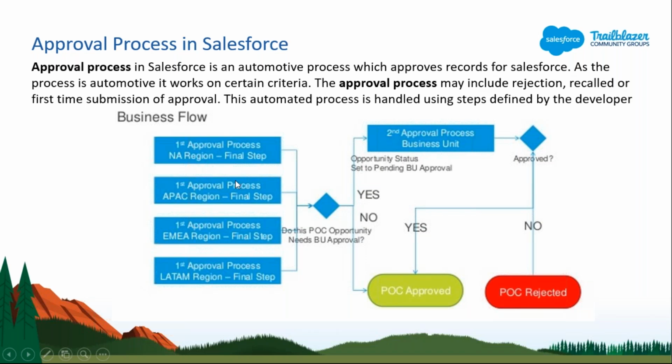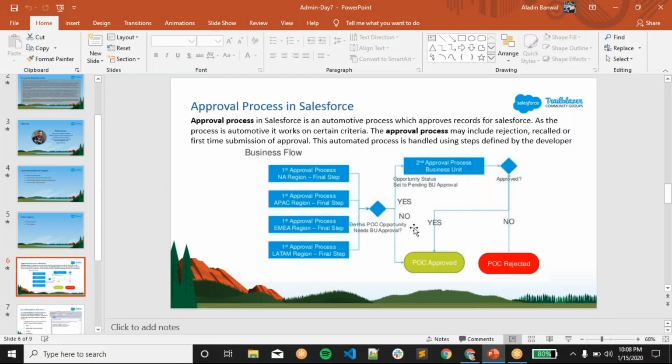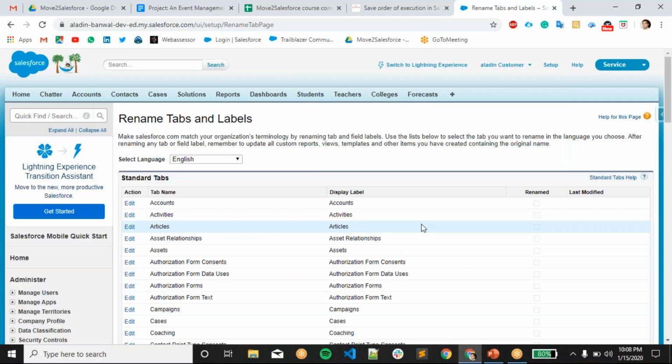For this we have to set a criteria, like entry criteria. So if there is no region, then the final step will be like this. Here we can say, does this POC opportunity need BU approval? If yes, then it will go to another step. Otherwise, it will be no, and POC will be approved automatically. That kind of scenario we can do. So let me go and create an approval process.